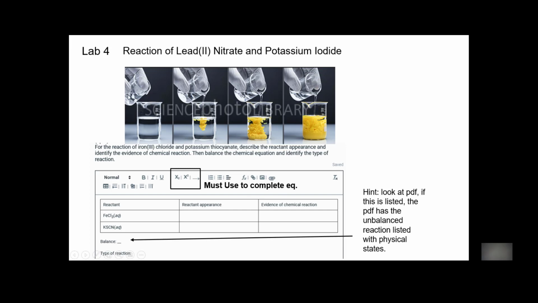But notice these are both clear, and now a new product has been formed. And if you look at the PDF and the balance, I believe they even give you the physical state, so you can actually determine what's happening here.